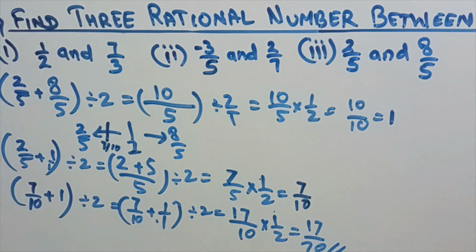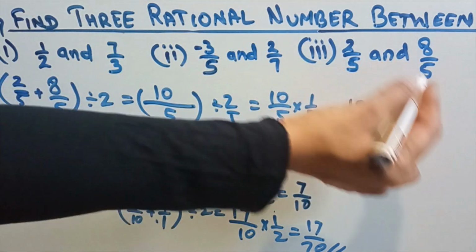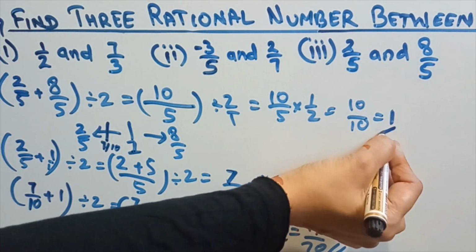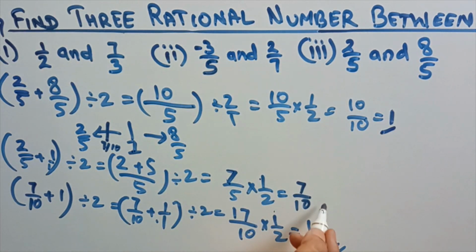This is the third one. So we have found three numbers between 2 by 5 and 8 by 5. First one is 1. Second one is 7 by 10 and third one is 17 by 20.